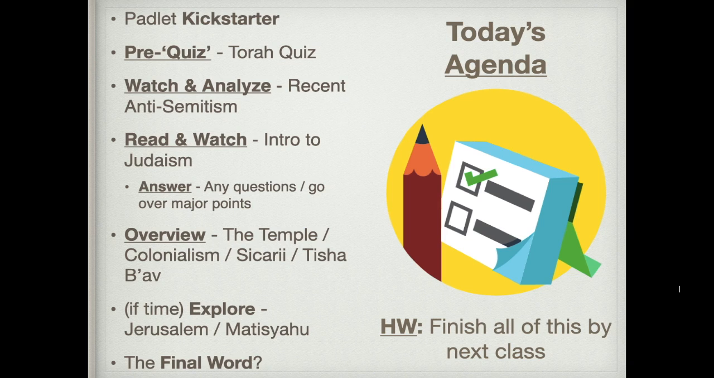So we'll start with a Padlet, then we'll do a pre-quiz on the Torah. Unfortunately, our Judaism unit is going to start with a recent event that you may have heard of in the news. Then after that, we'll read and watch an intro to Judaism. Originally, I was going to answer any questions you had, but I won't be here, so we'll cover that next class. Then we'll do an overview of a couple things, including the temple in Jerusalem, colonialism, and some other interesting points. There's a little bonus Modest Yahoo thing if you want to get into it. Since I'm not here, we won't do the final word, and your only homework would be to finish the assignment that you have for today.